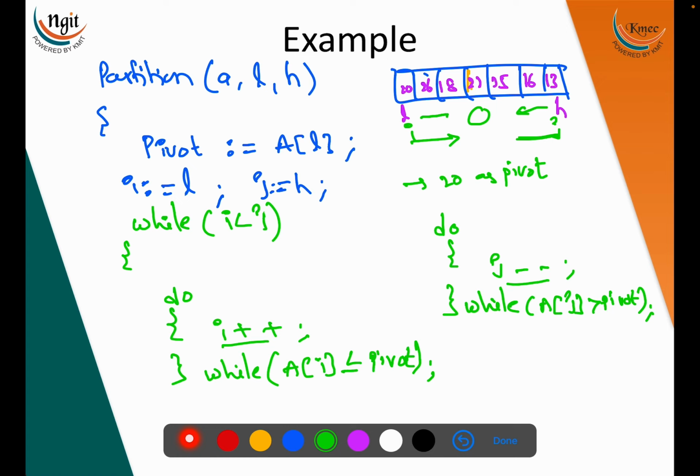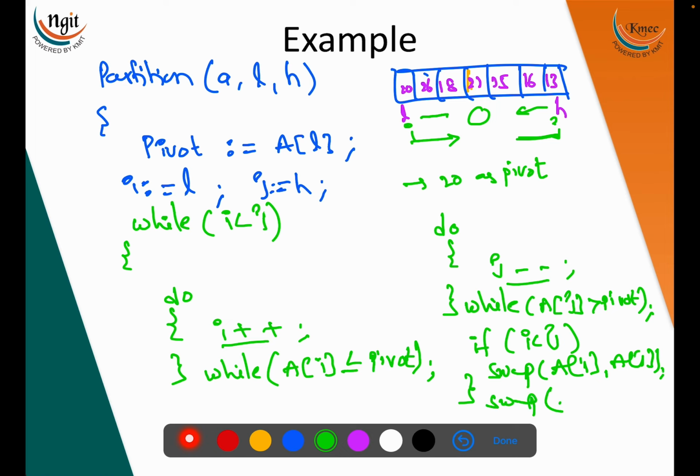Now once you finish both these conditions, what is required? If I is less than J, then a swap is required: swap A of I comma A of J. Now once you finish this, finally you swap A of L with A of J, right? So this is finding the perfect place of the pivot element, J. You will swap these elements.